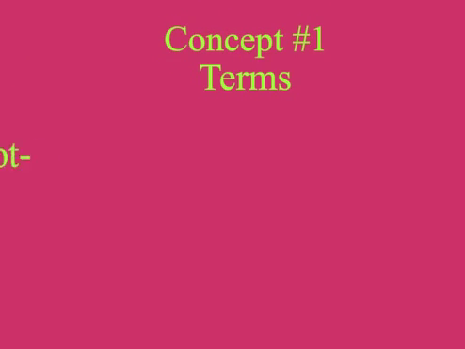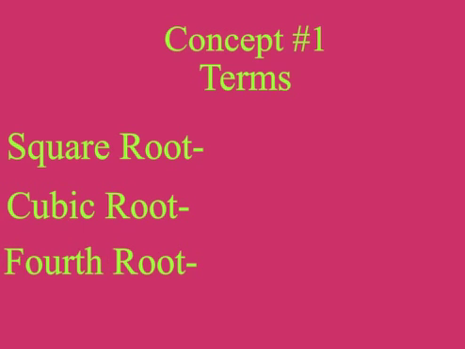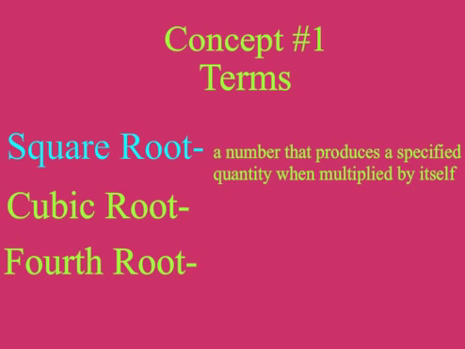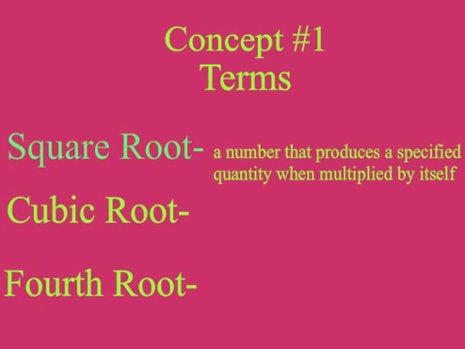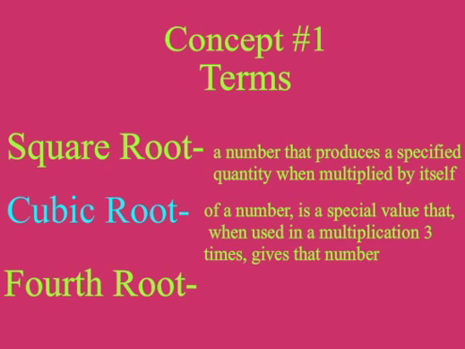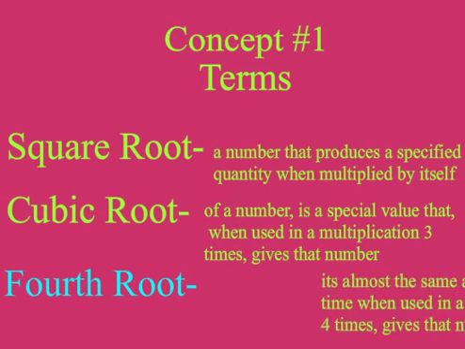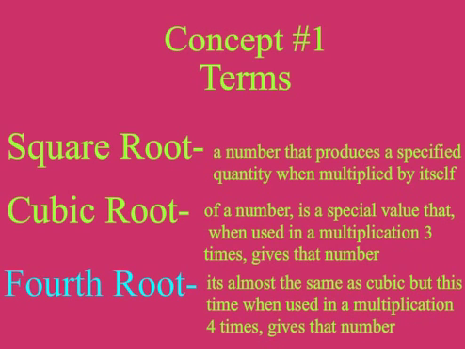and we'll be discussing different kinds of roots. Okay, so here we're going to have 3 different roots. A square root is a number that produces a specified quantity when multiplied by itself. A cubic root is a special value that when used in multiplication 3 times, it gives that number. A fourth root is almost the same as a cubic root, but this time when used in multiplication 4 times, it gives that number.